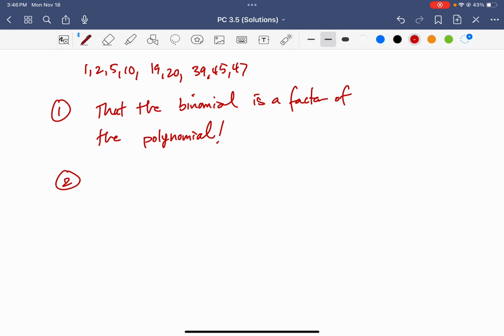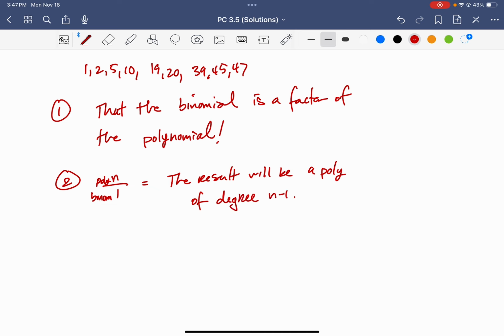And then for number 2, if you take a degree n divided by a degree 1, well, you're going to get the result. So if you have a polynomial of degree n divided by a binomial of degree 1, the result will be a polynomial of degree n minus 1. Then, so we did 1 and 2. Let's look at 5. So 5, it wants us to use long division. So let's rock it out.